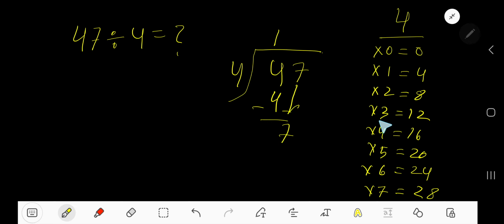4 goes into 7 how many times? 3 times is 12, 2 times is 8, which is greater, so 1 time. 1 times 4 is 4, subtract, 3. So our answer is 11, remainder 3.